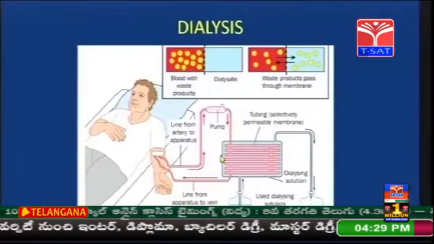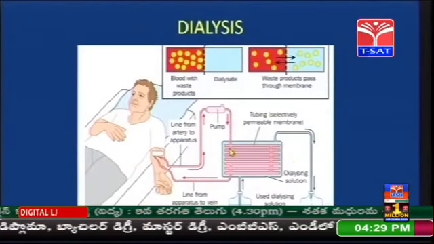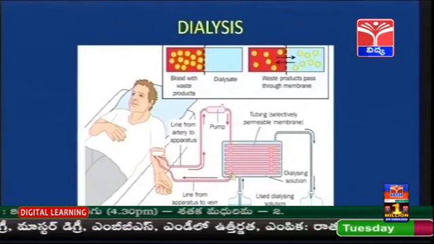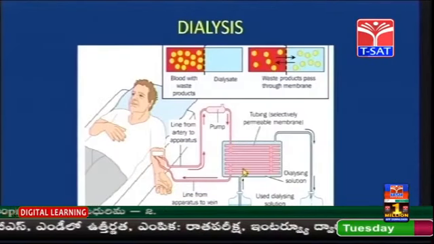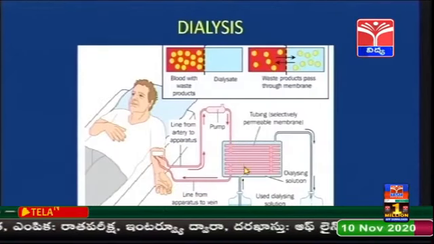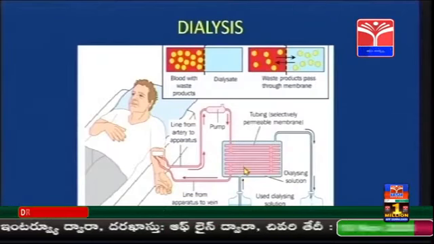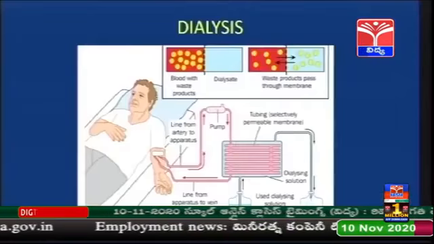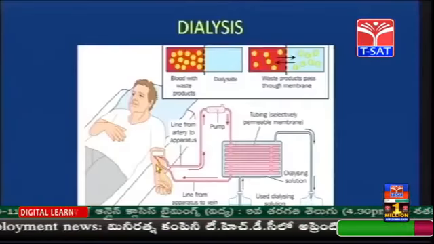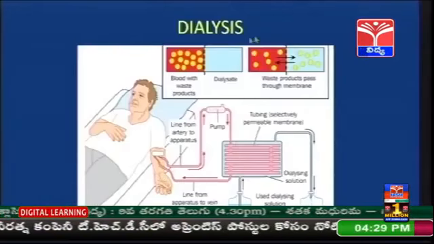So, it is mixed with the heparin and allowed to pass through the tubes. This box is filled with the dialyzing solution, which acts like a semi-permeable membrane. So, it is separating the waste materials from the blood. Waste materials are separated and the blood is again taken out, mixed with anti-heparin and pumped to the vein. So, this is the process of dialysis.